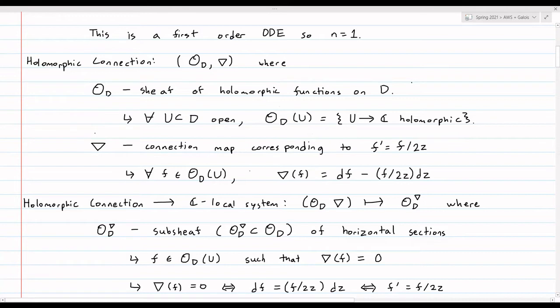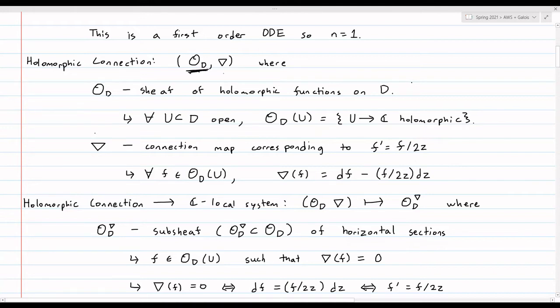And what it's doing is, well, my ODE again is f prime equals f over 2z. And the connection map takes sections of my locally free sheaf. So in this case, it takes sections of the sheaf of holomorphic functions on D. And what it does is it gives me one forms. It gives me a one form on D. So the connection map takes a section, in other words, it takes a holomorphic function on an open set, and it gives me this one form. And the specific one form it's going to give me looks like my differential equation, but it's df minus f over 2z times dz. Okay, so that's this example of a holomorphic connection.